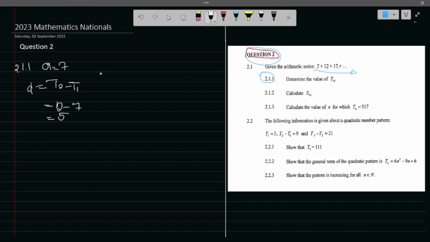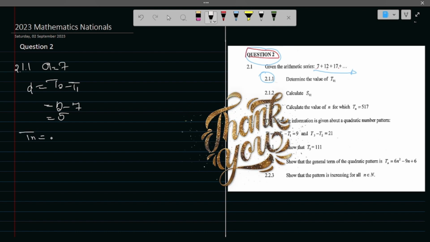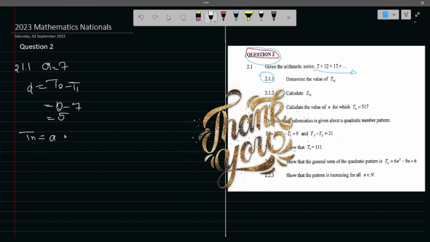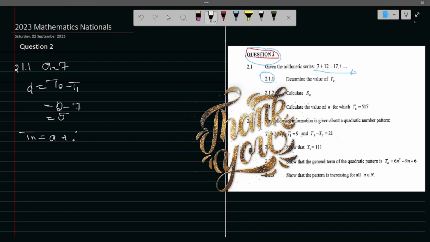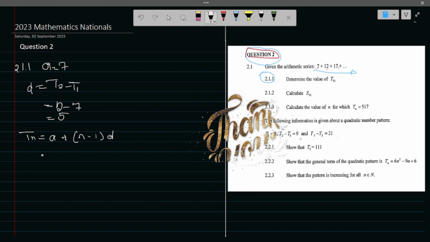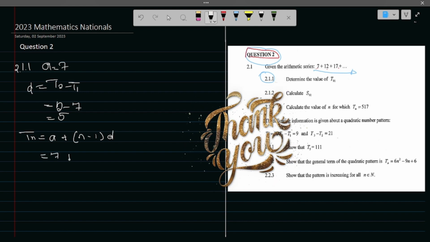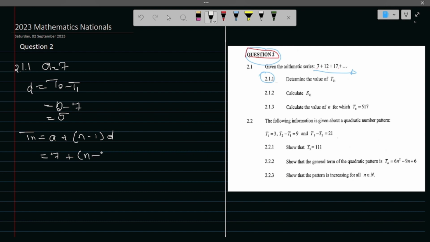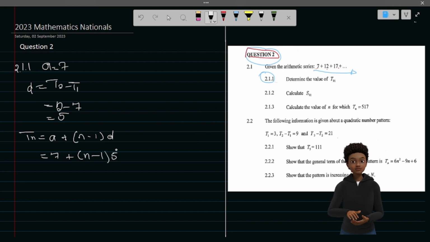So now all you're going to do is find the Tn value. The Tn equation is a plus n minus 1 multiplied by d. We already know our first term is 7, plus n minus 1, and our first difference is 5.